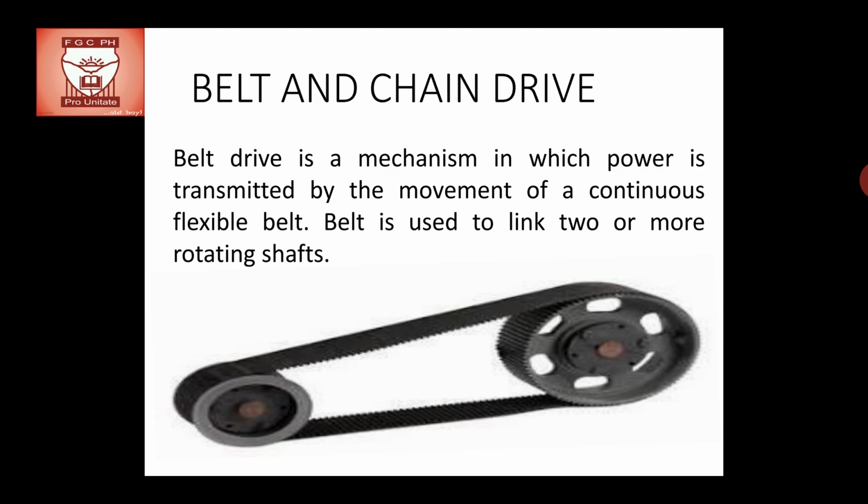Now we'll start from belt drive. What is belt drive? Belt drive is a mechanism in which power is transmitted by the movement of a continuous flexible belt. Belt is used to link two or more rotating shafts. As you can see on the screen here, you have the two pulleys there, and you can see the belt. That belt you are seeing here is a continuous belt. There's no joining. That's what we call continuous flexible belt.